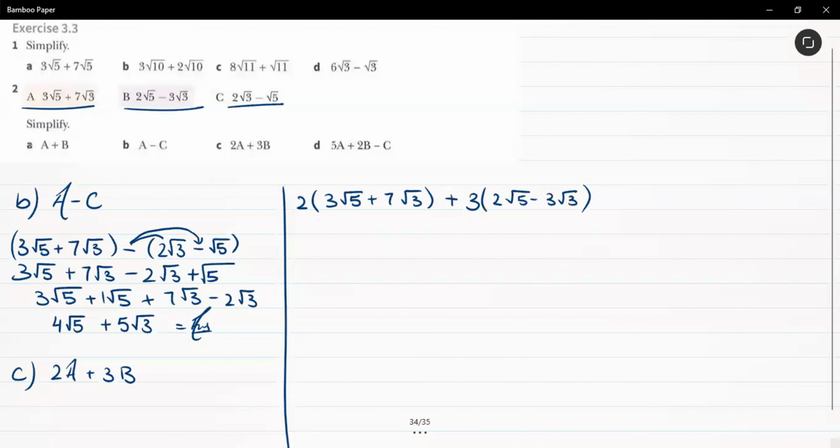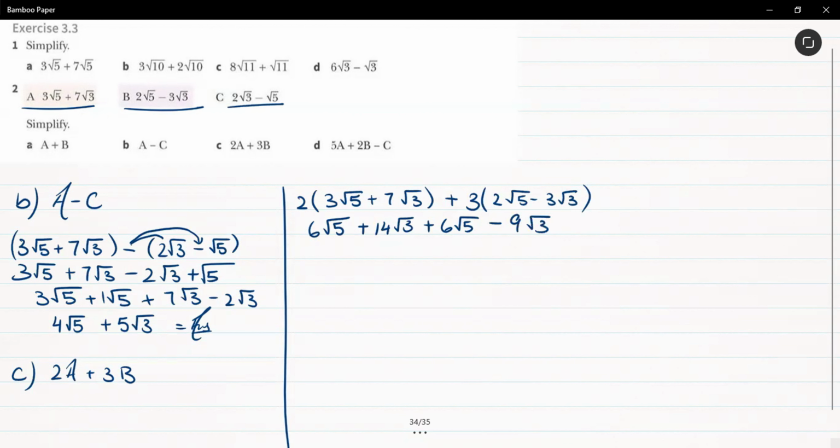Now simplify this statement. We get 3 2s are 6 under root 5 plus 7 2s are 14 under root 3, plus 3 2s are 6 under root 5, minus 3 3s are 9 under root 3.